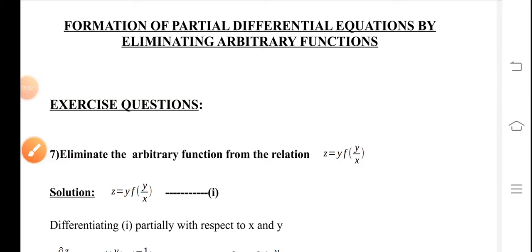Hello students. Now we shall continue with the exercise questions on formation of partial differential equations by eliminating arbitrary functions.